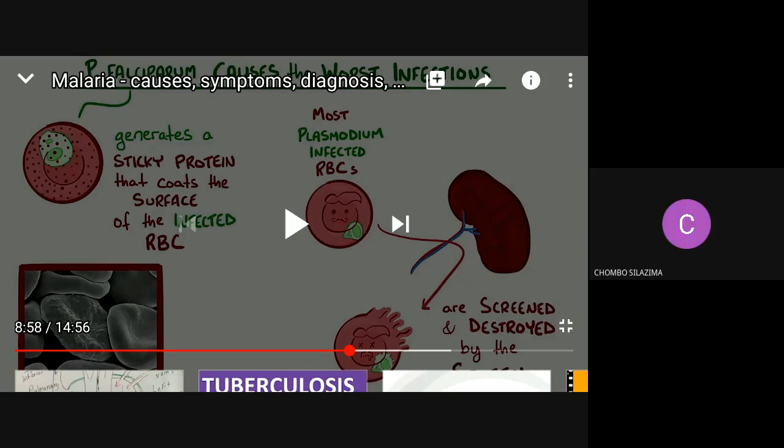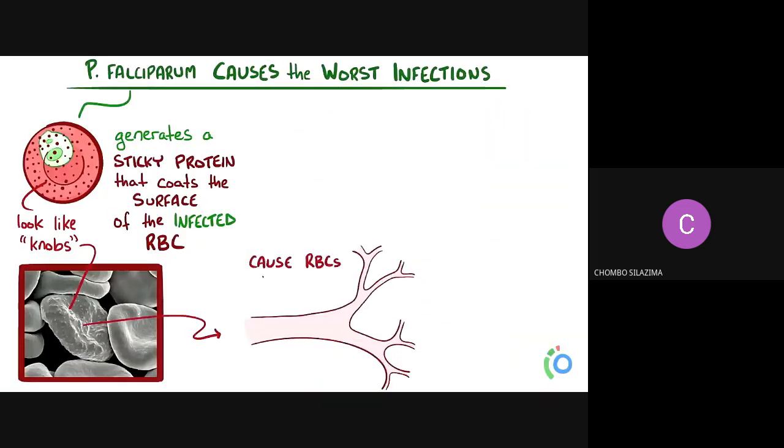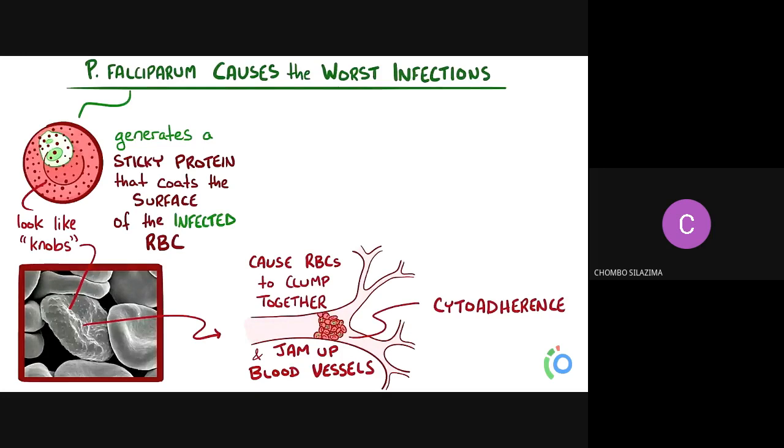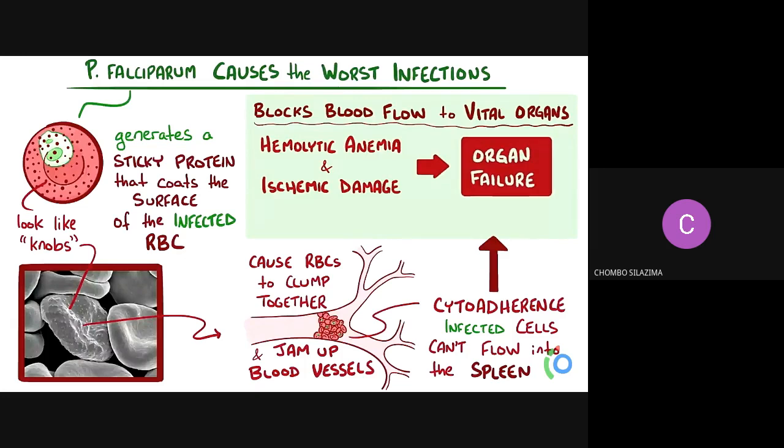These look like knobs or little bumps. This protein causes the red blood cells to clump together and jam up tiny blood vessels, a process known as cytoadherence. This literally blocks the flow of blood so that infected cells aren't able to flow into the spleen. And it also blocks blood flow from reaching other vital organs, which can wreak havoc on them. Between hemolytic anemia and ischemic damage from blocked blood flow, organ failure can set in pretty quickly.